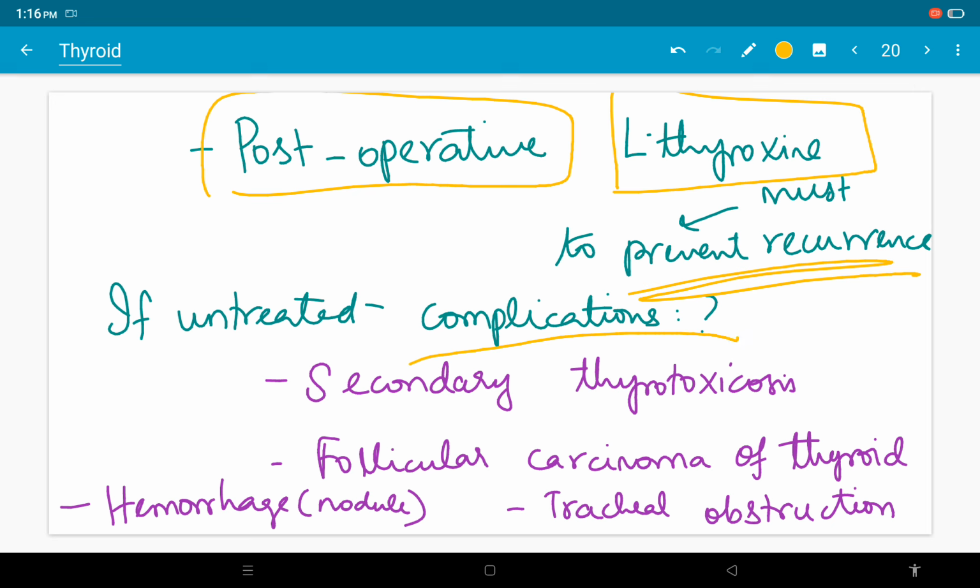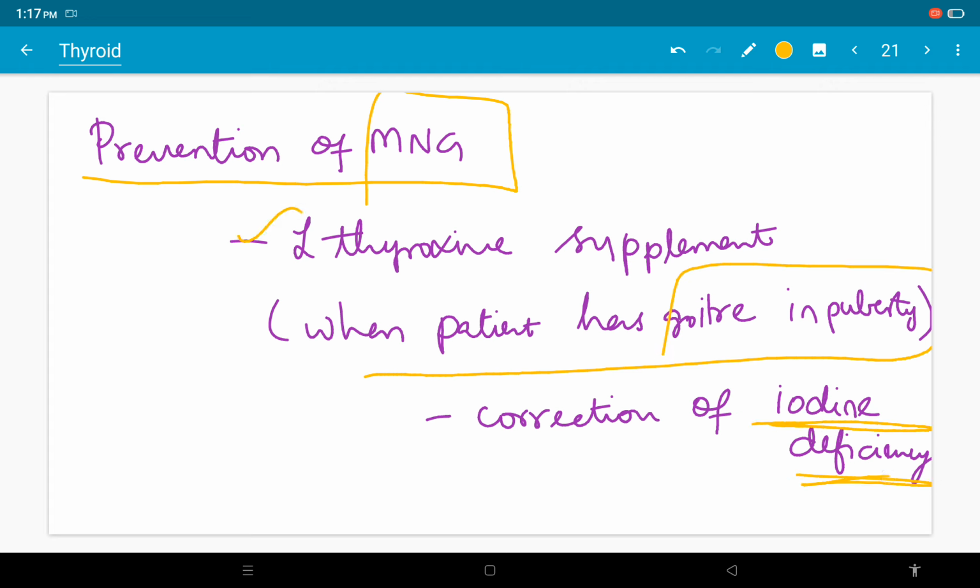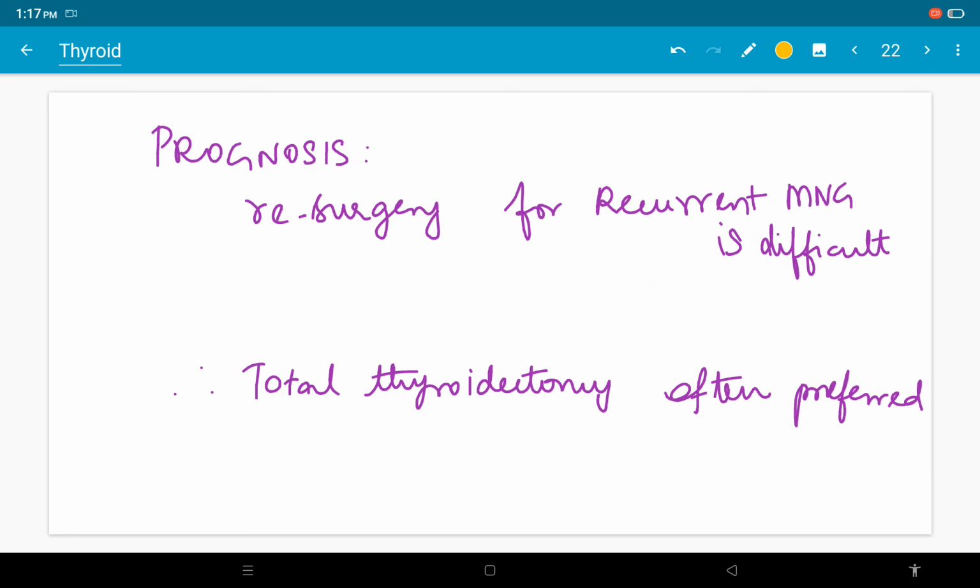If untreated, complications may be secondary thyrotoxicosis, follicular carcinoma of the thyroid, hemorrhage into a nodule, and tracheal obstruction. The hemorrhage happens in the nodule, we saw, right, because of the active and inactive parts. That is what they are telling in the complication part. So to avoid all this, it is better to go for surgery as soon as possible. Prevention of multinodular goiter can be initiated if the patient has goiter in puberty. L-thyroxine supplement can be given, and if iodine deficiency is suspected, you can correct it by including iodine supplements.